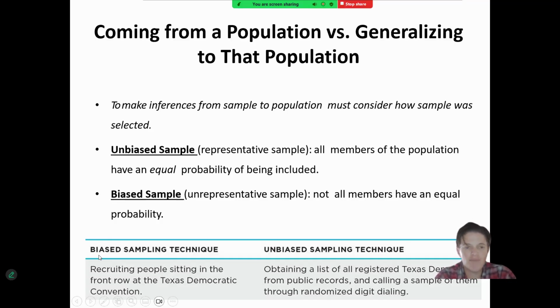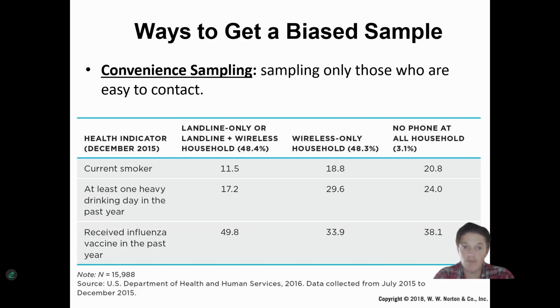Down here, a biased sampling technique would be recruiting people sitting in the front row. An unbiased one would be obtaining a list of all registered Texas Democrats from public records and calling a sample of them through randomized digit calling. So maybe if I wanted Moorpark College students, I get a list of all the Moorpark student numbers and I randomly pick ones from it, right? I generate a list of like 1,000 or 500 of them. Ideally, what we want is an unbiased representative sample where everyone has an equal probability. That is going to give us the best chance to make inferences and generalize to the population.